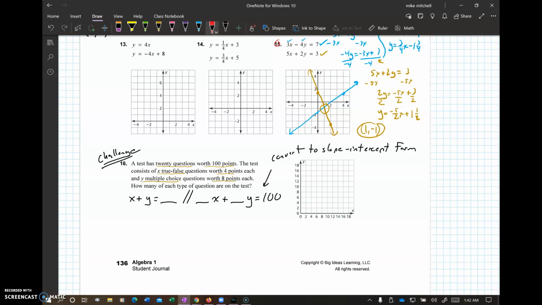I'd wanted red. Oh well. Come on. There we go.